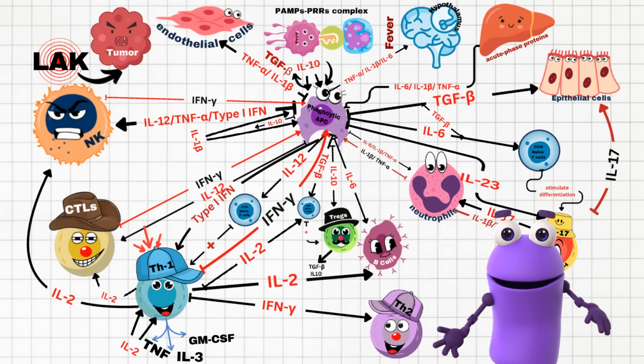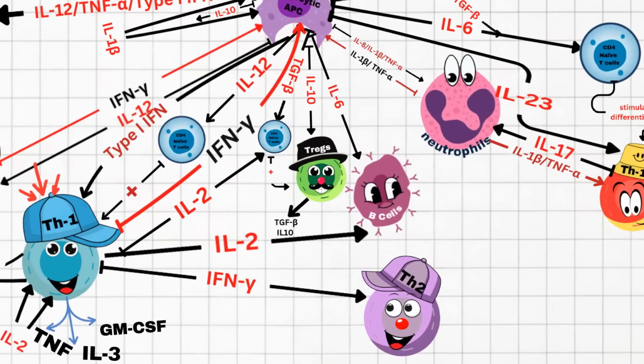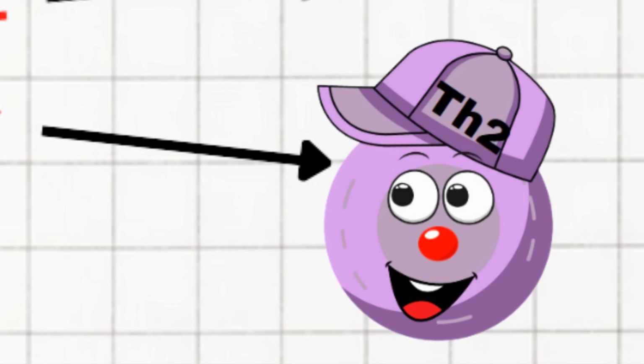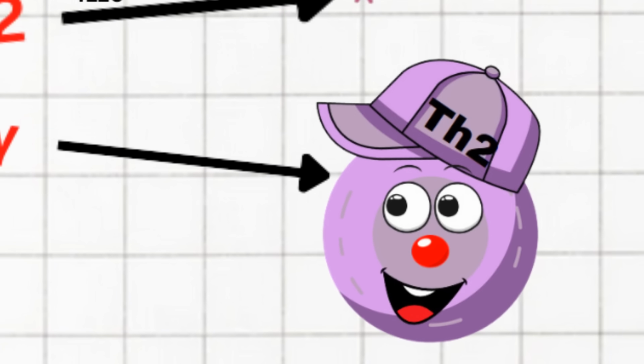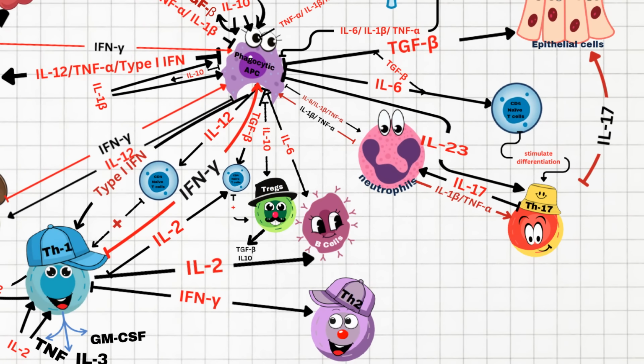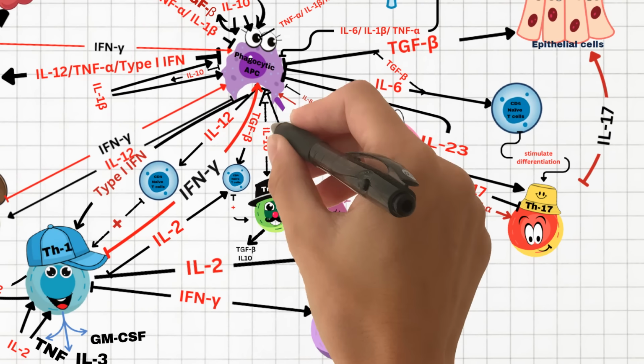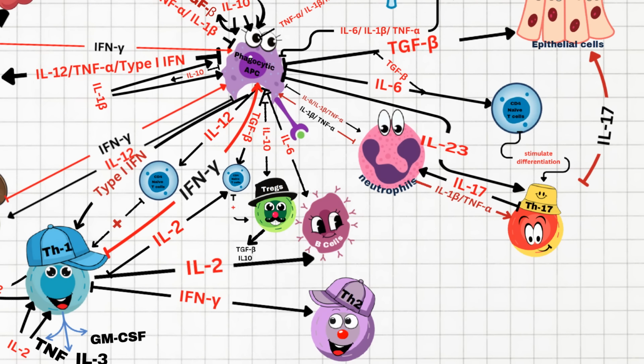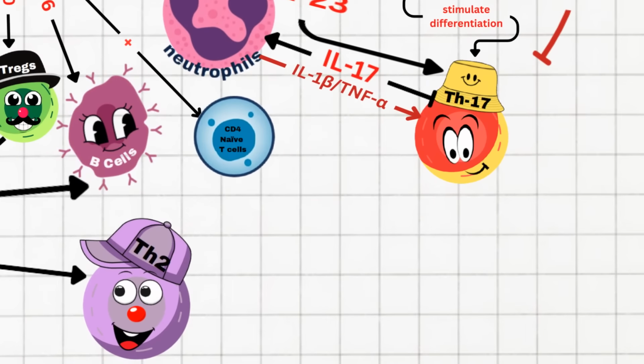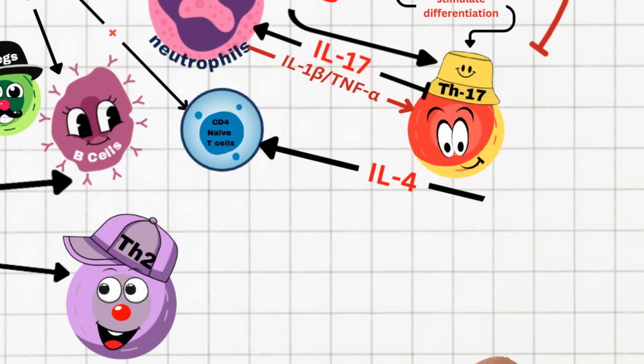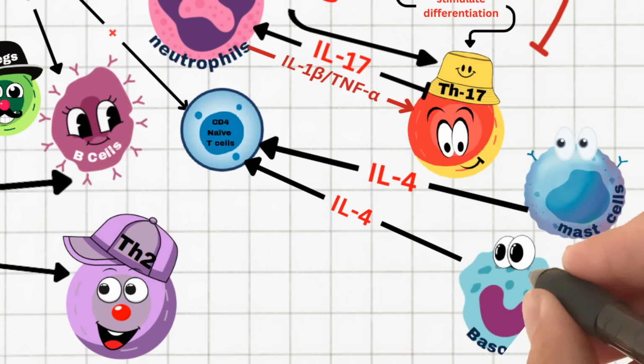Max? Now, it is time to talk about T helper 2 cells, which are primarily activated in response to extracellular pathogens, such as helminths and certain bacteria, as well as allergens. Dendritic cells and other antigen-presenting cells present antigens on MHC class II molecules to naive CD4 T cells. The presence of interleukin-4 is crucial for the differentiation of naive CD4 T cells into T helper 2 cells. Interleukin-4 can be produced by various cells, including mast cells, basophils, and existing T helper 2 cells.